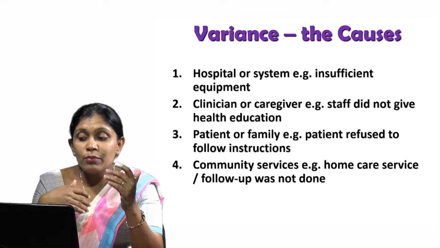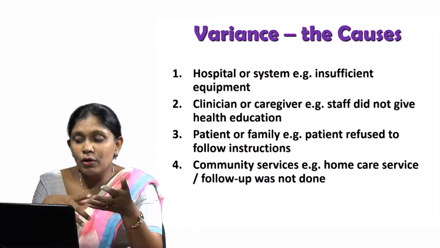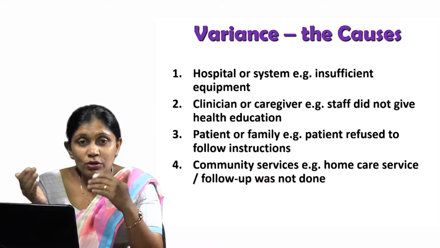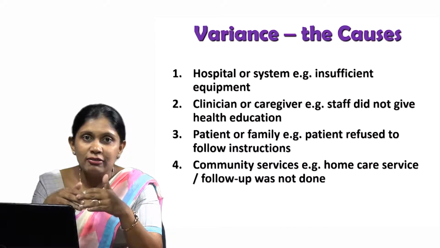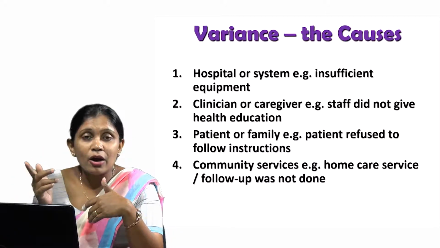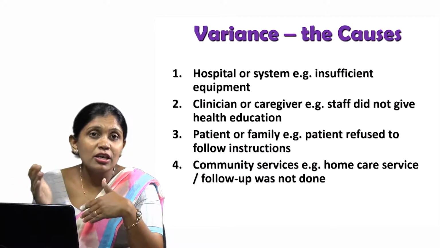And next, community services. As an example, home care services or follow-up was not done. If they need to come for suture removal on a particular day and they have not done it, that is a variance. So the expected outcome is not going to be achieved within the given period.